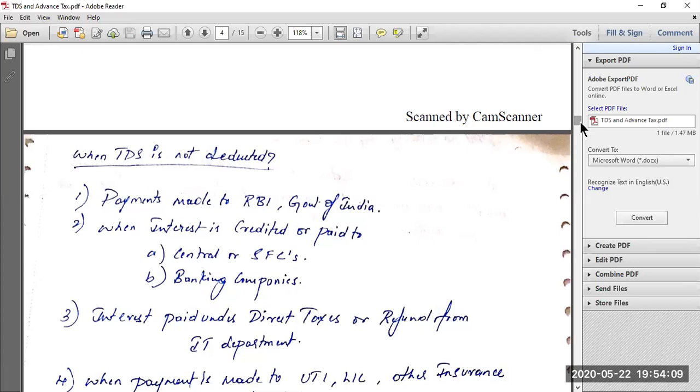Then again, when interest is credited or paid to a central bank or state financial corporations, or if there is any interest or payment made to banking companies, then again on such payments or on such interest, TDS is not deducted.